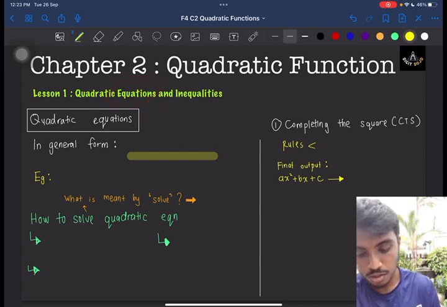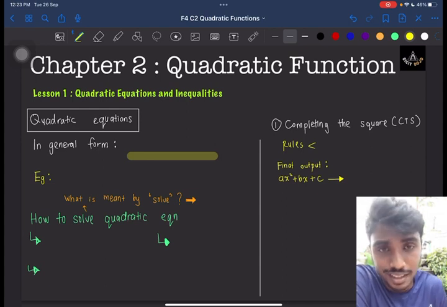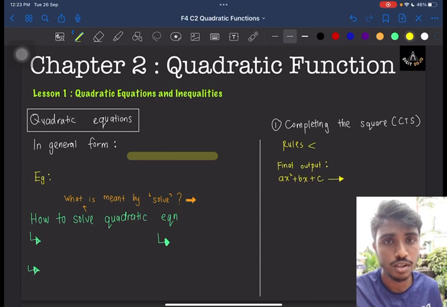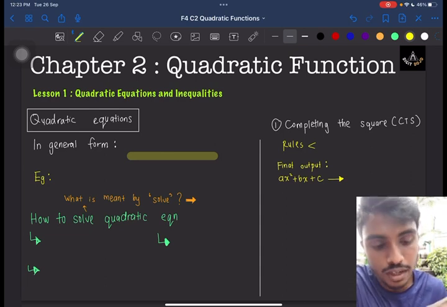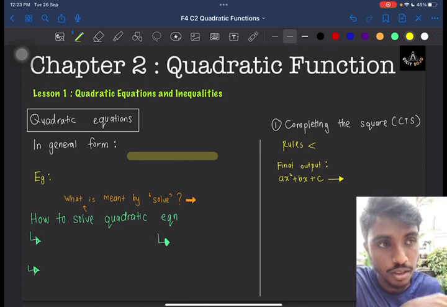First of all, why do we call it quadratic equation? Why is it not a linear equation? Why is it not a cubic equation? When we call it quadratic equation, the highest power of x will be 2. So x will be squared. The highest power in that equation, x will be 2.